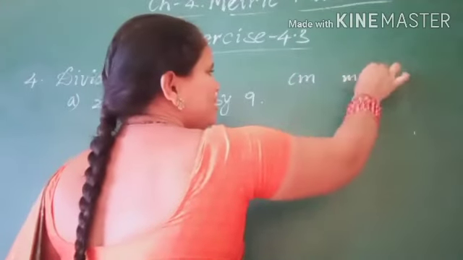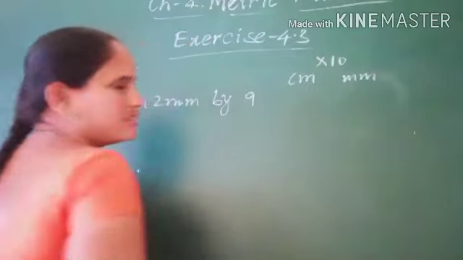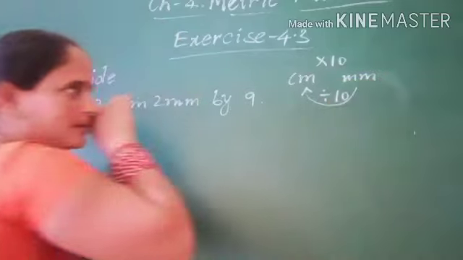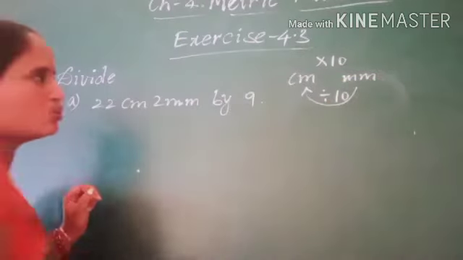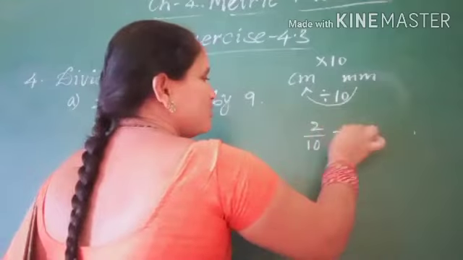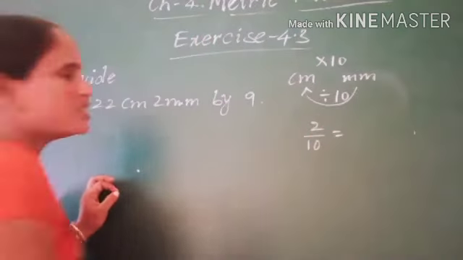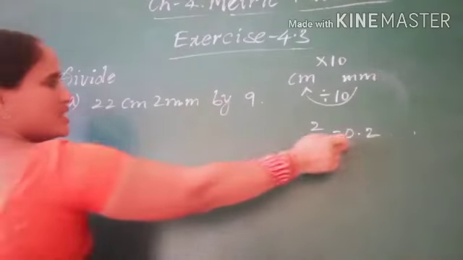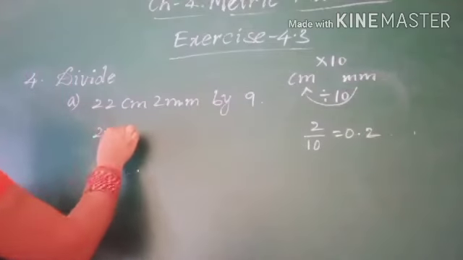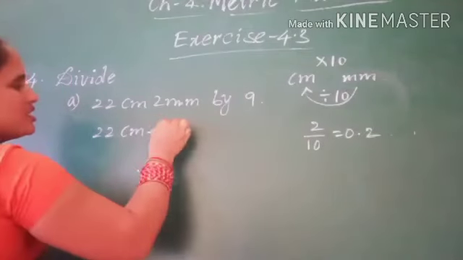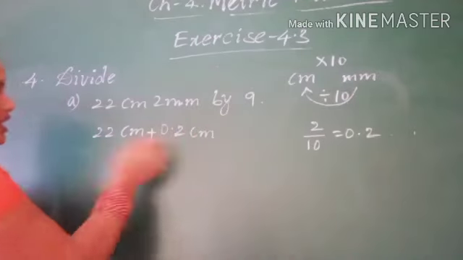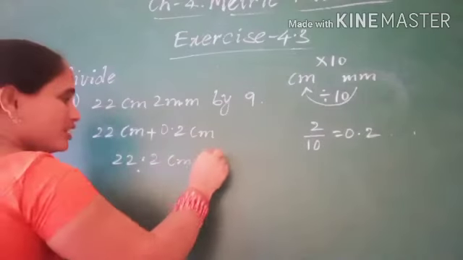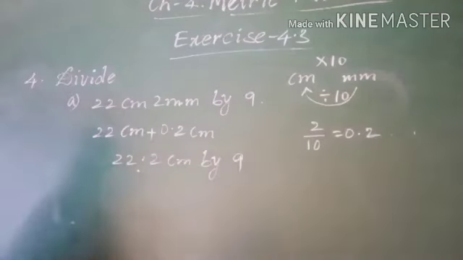Centimeters you convert into millimeters, there you do multiplication by 10. But millimeters you are converting into centimeters, divide by 10. How many millimeters are there here? 2. So 2 by 10. What is the decimal form of 2 by 10? 0.2. Okay, 0.2. Then it becomes centimeters. Here already 22 centimeters plus 0.2 centimeters. Then totally how many centimeters is it here? 22.2 centimeters. Then you start doing division here.